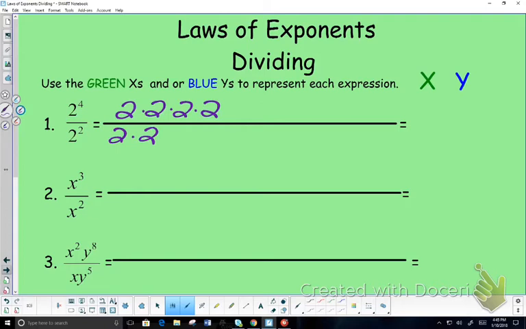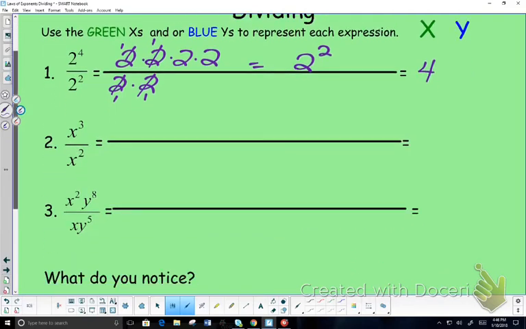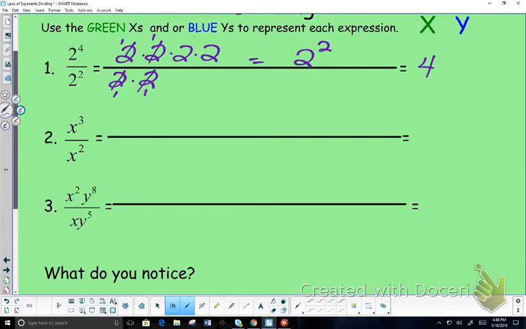Well, if you were doing this, maybe you remember, these will cancel and become 1. These will cancel and become 1, right? Because 2 goes into 2 one time. And I'm left with 2 times 2, in other words, 2 squared, which equals 4. And remember, we're looking for a pattern. Just like when we were multiplying like bases, we add exponents, there's something going on here, too.